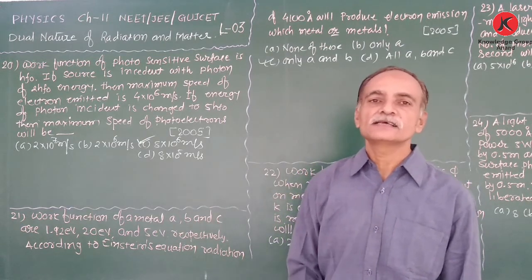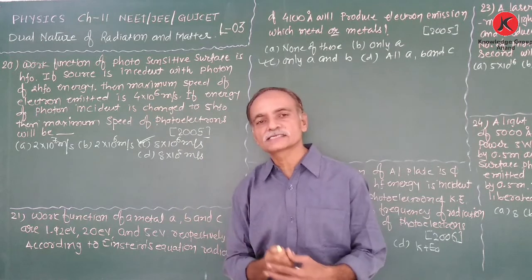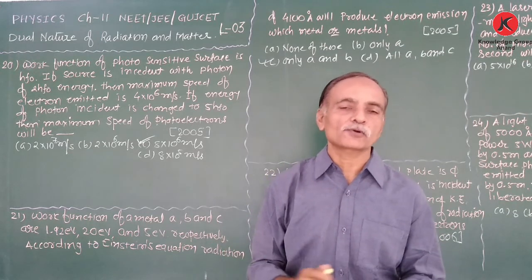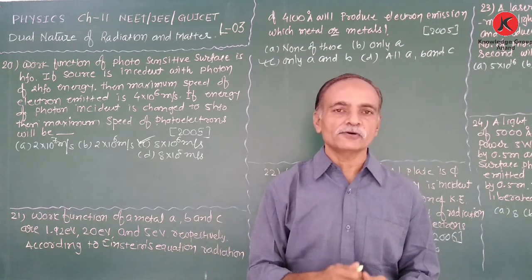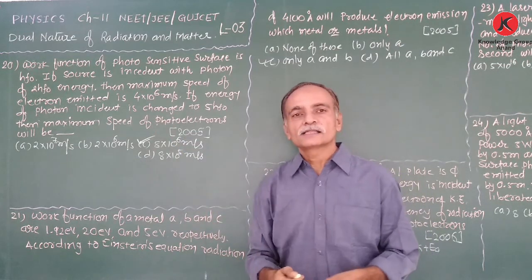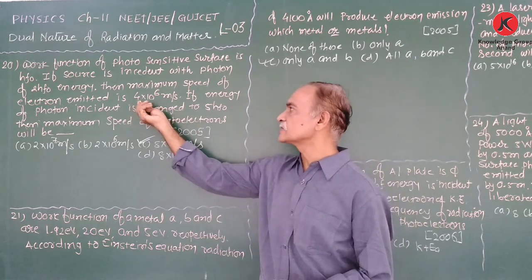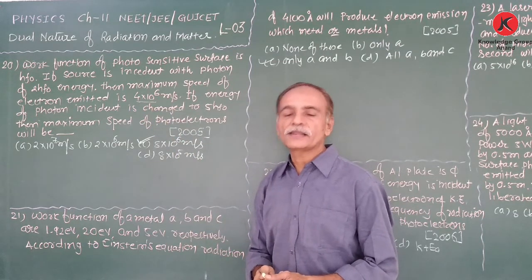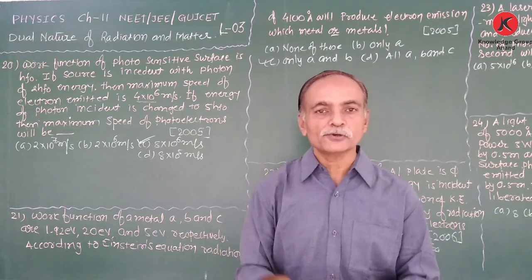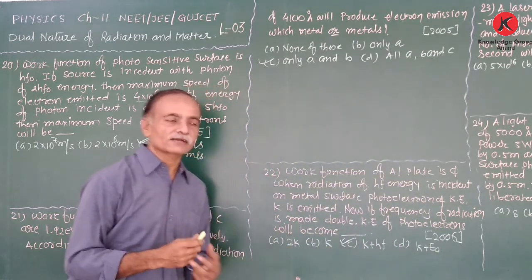That means we change the energy of the incident photon. Initially, if a photon of energy hf0 is incident on a photosensitive surface, it produces photoelectrons. Instead of hf0, first we incident a photon with energy 2hf0. At that time the maximum speed of the photoelectrons emitted is 4 × 10^6 meter per second. Now, as we increase the energy of the incident photon from 2hf0 to 5hf0, what should be the maximum speed of the photoelectrons emitted?